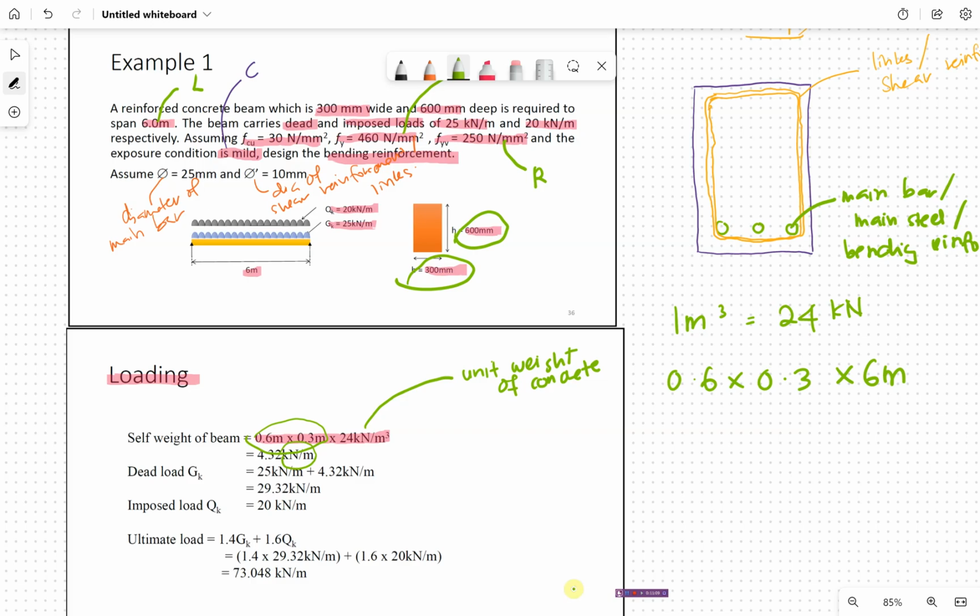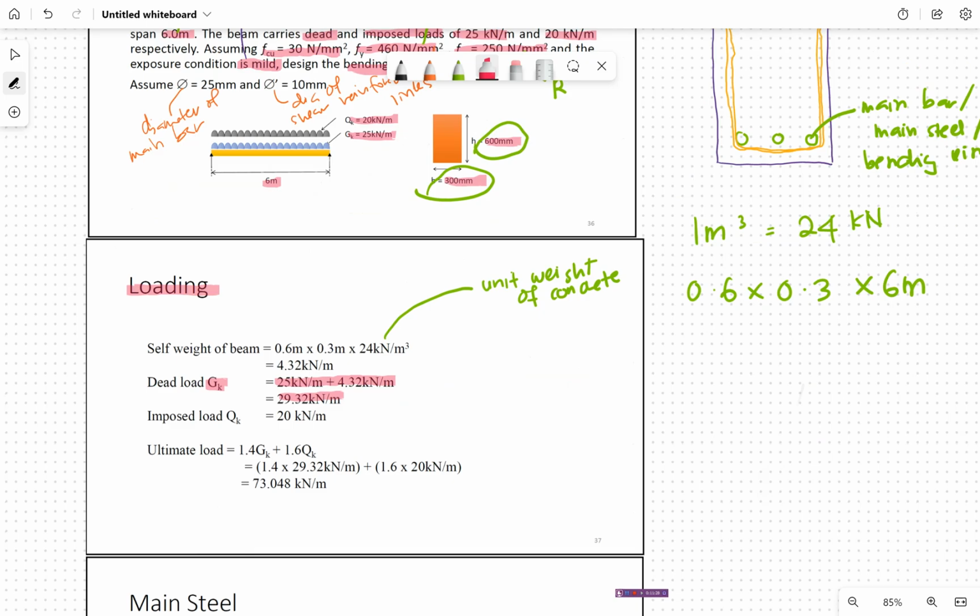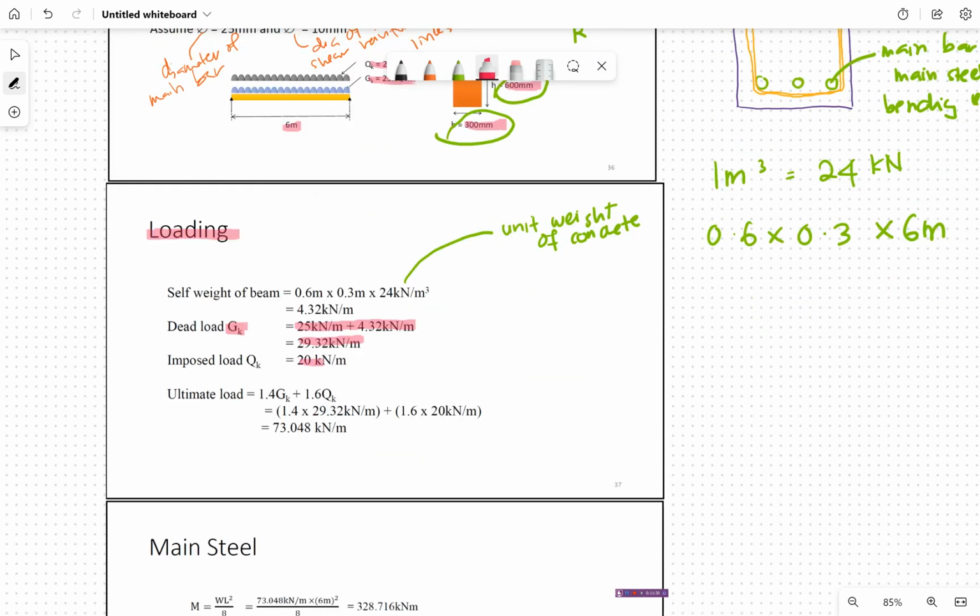Then we get this 4.32, and we can get the total value of GK which is from the question, 25 kilonewton per meter, pluskan dengan self weight dia. Then you get the total of that load. And the imposed load, you just tulis kat sini supaya menyenangkan you kira. That's it. It's just from the question.